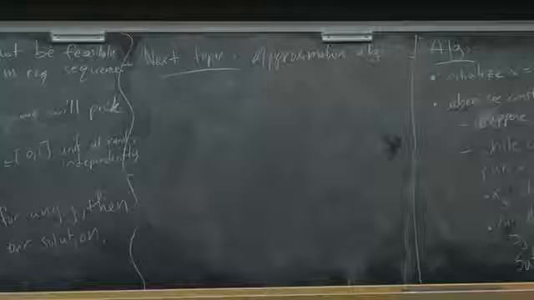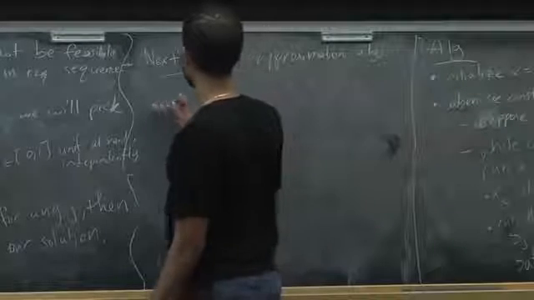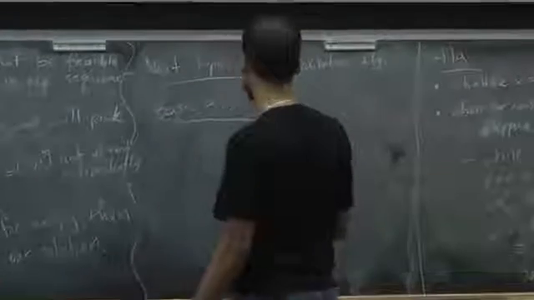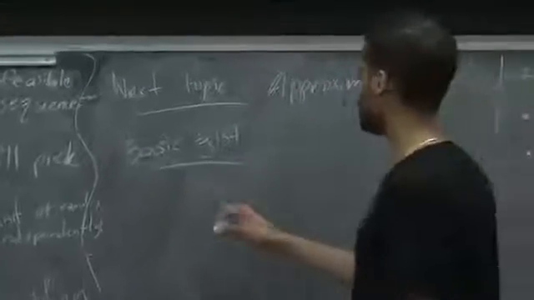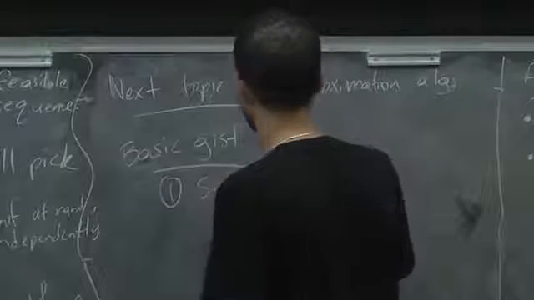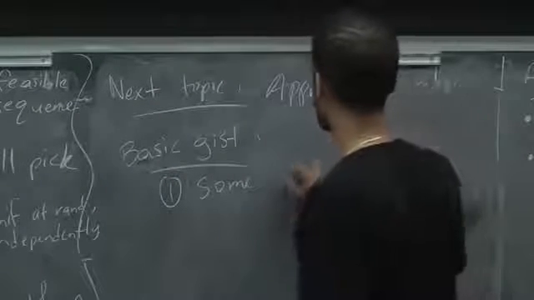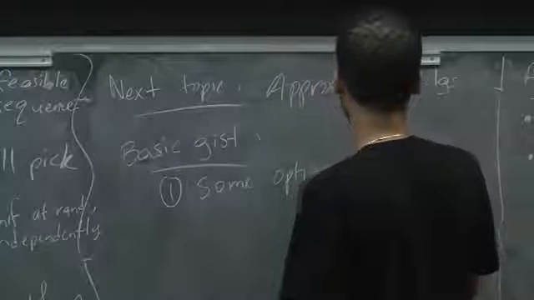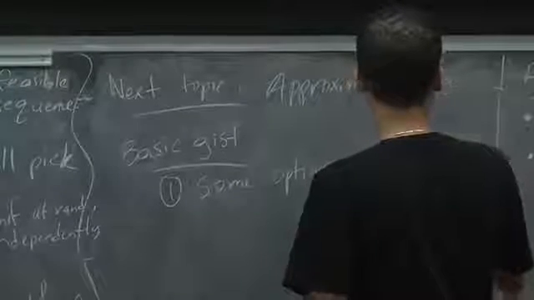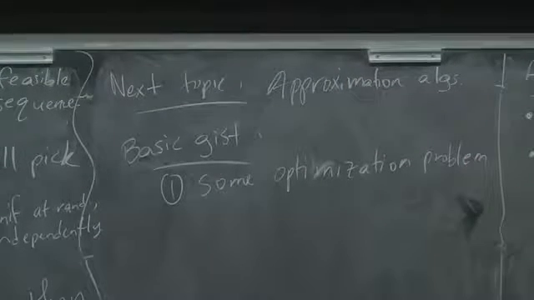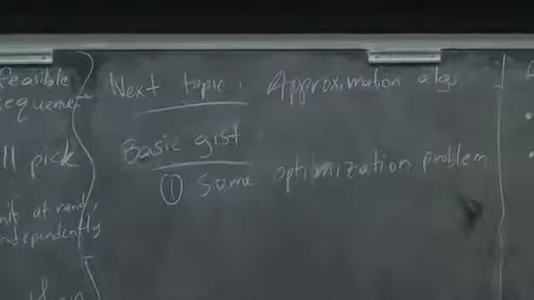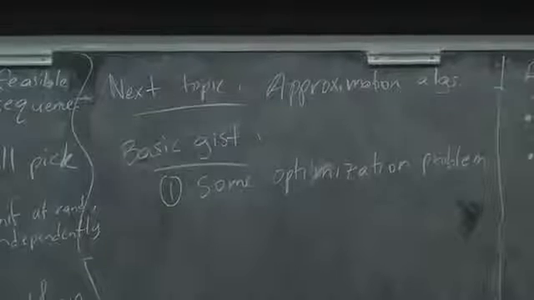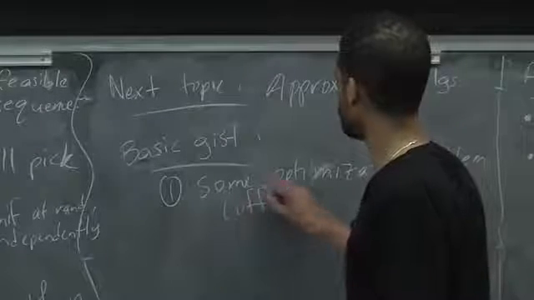So what's that all about? The basic gist of things is we have some optimization problem. We want to minimize or maximize something, for example, set cover. And now we're not online anymore. This is all offline, okay? So we're all offline now.